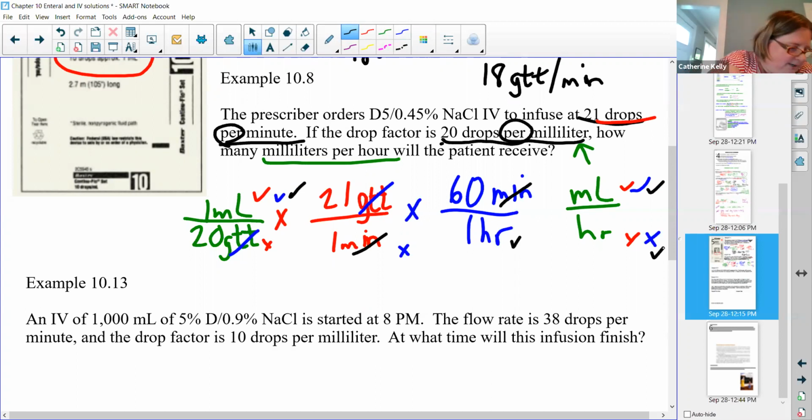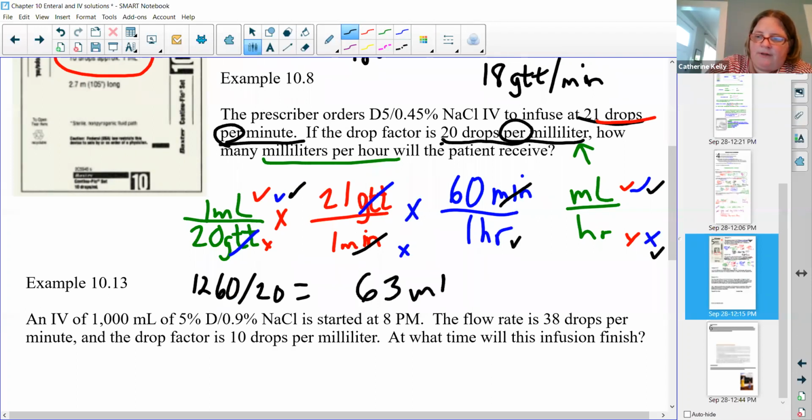What? That is awesome. So I'm going to do 21 times 60. I'm going to get 1260. And on bottom, I'm going to get 20. So 1260 divided by 20 is 63. So it's going to be 63 milliliters per hour.